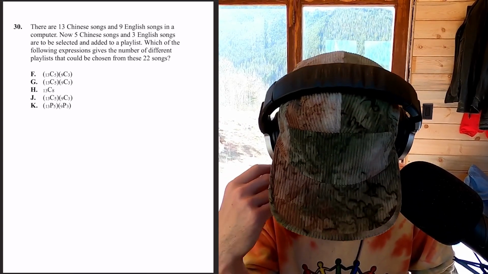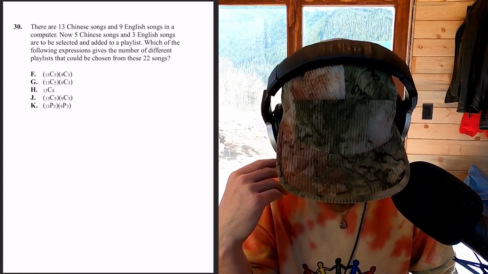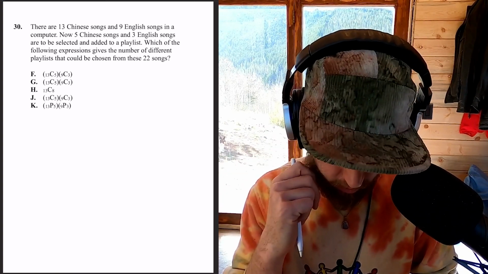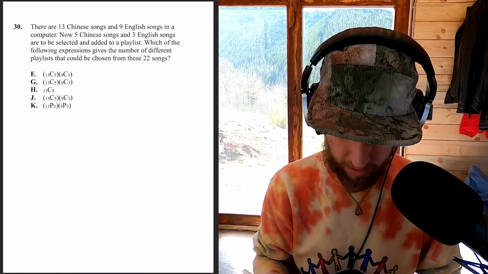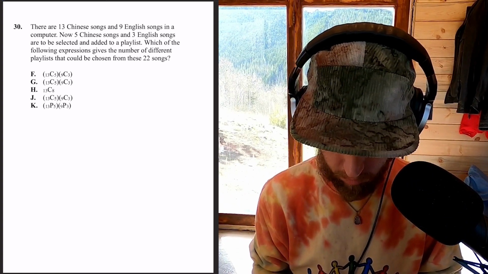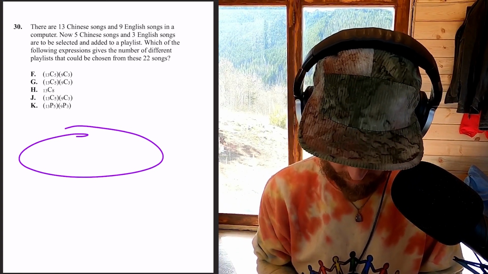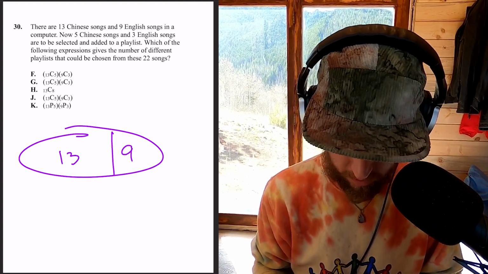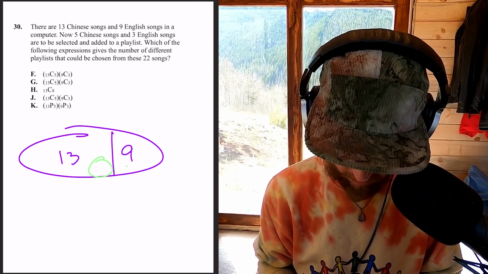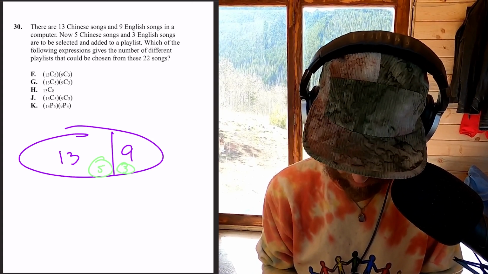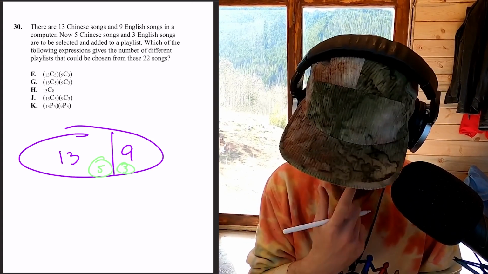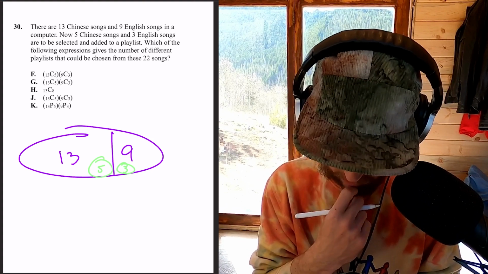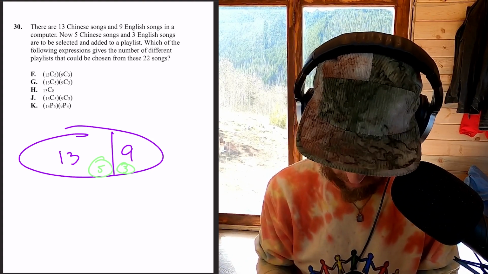There are 13 Chinese songs and 9 English songs in a computer. Now 5 Chinese songs and 3 English songs are to be selected and added to a playlist. So, okay. So there's this whole thing. It's 13 Chinese and 9 English. And then they're going to pick 5 of the Chinese and 3 of the English to play. But it could be any of them. The following expression gives the number of different playlists that could be chosen. It's a lot. The answer is there's a ton.